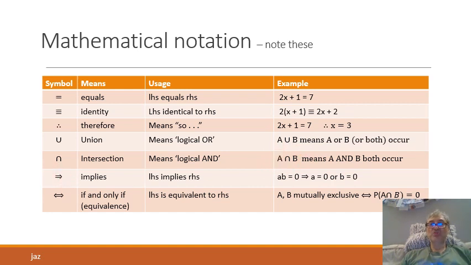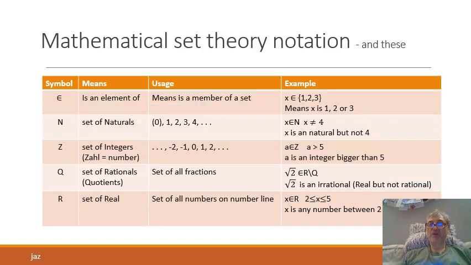Implies, which is used a little bit like therefore, to deduce that if, for example, A times B is 0, then we know that A is 0 or B is 0. And then this double implication symbol here, which stands for if and only if, or equivalence, means that two things are equivalent. So for example, in probability, we'll learn that A and B are mutually exclusive if the probability of A and B occurring is 0, or if the probability of A and B occurring is 0, then that means that A and B are mutually exclusive. So from one, we conclude the other, or the other way around.